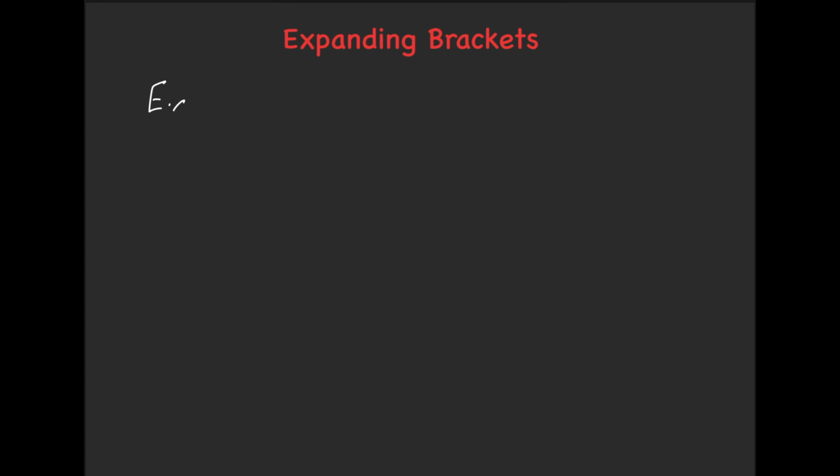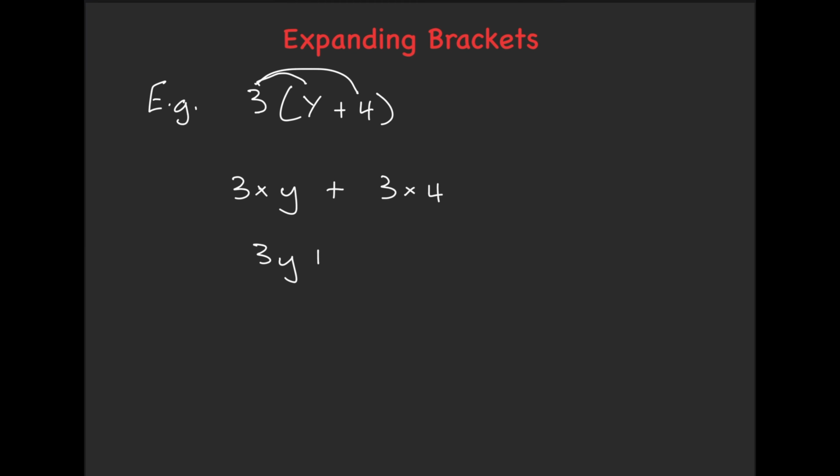Now let's try another example. 3 brackets y plus 4. I do 3 times y plus 3 times 4. And so we've multiplied 3 by the first term in the brackets and then also by the second term in the brackets. And so then, simplifying, we have 3y plus 12. And that's the answer for this expression.